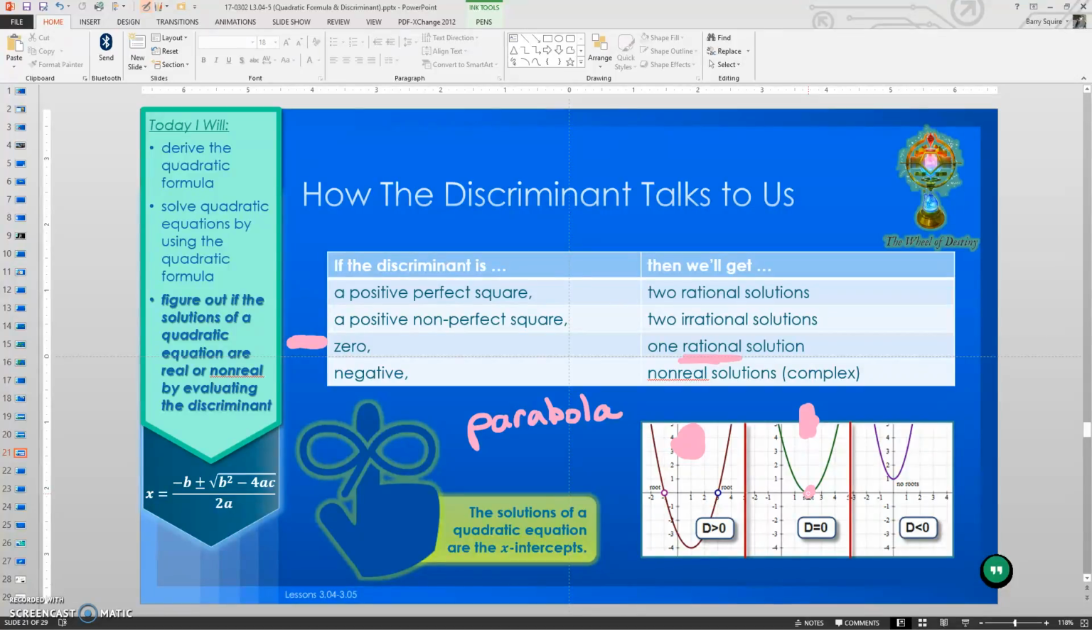Now, when our discriminant is negative, we don't have any real solutions, so it can't cross a real number line. So we're seeing something that's floating above the x-axis. That means there are no x-intercepts. So let's take a look at some.